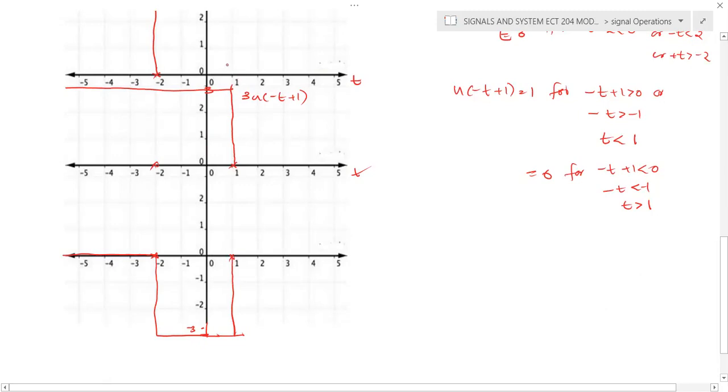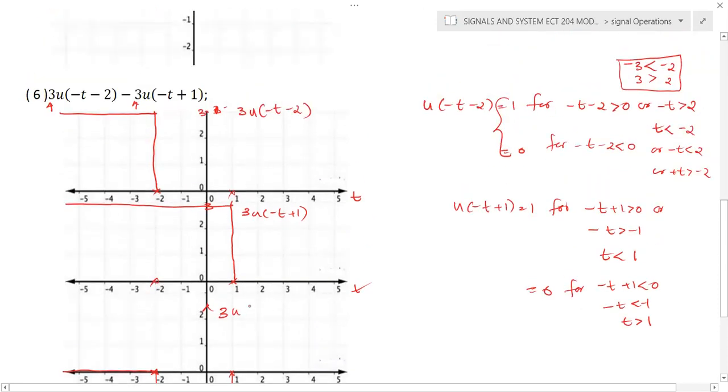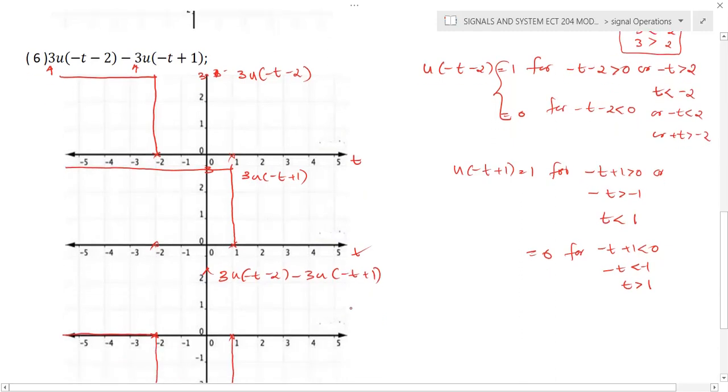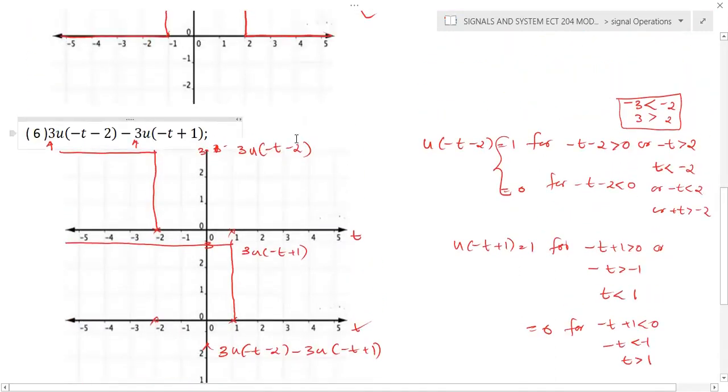Okay, from 1 to infinity, the first signal is 0 and the second signal is also 0. So 0 minus 0 is 0. So here you can see that this is the resultant signal, 3 u of minus t minus 2 minus 3 u of minus t plus 1. Okay, so this is the next group of signals.